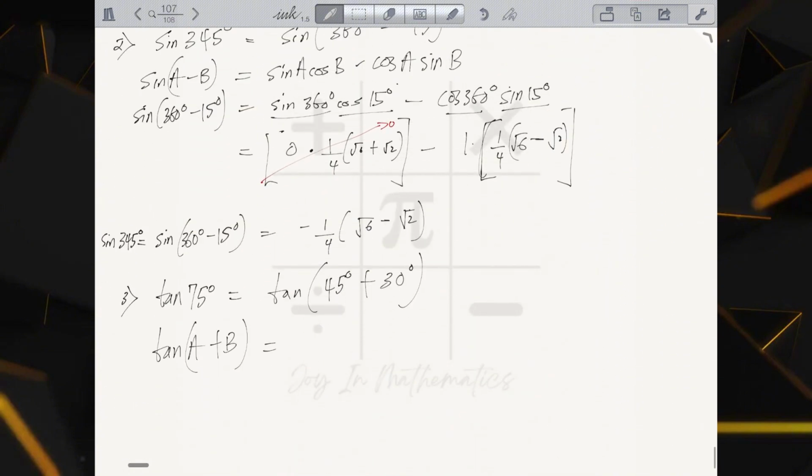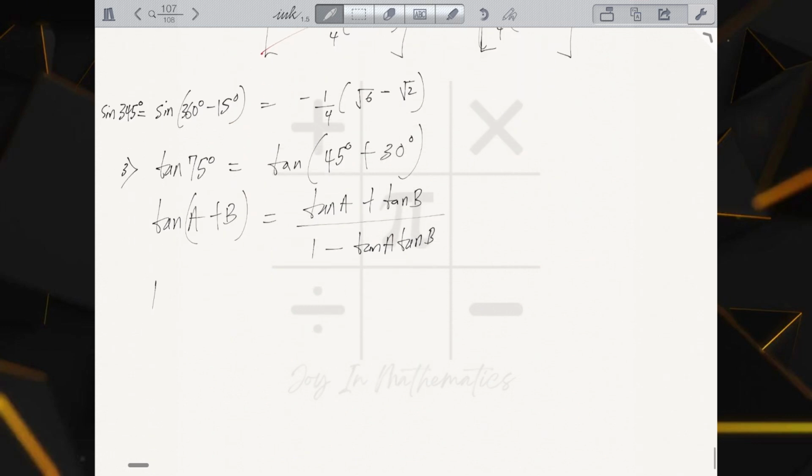So we have tan A plus B to be equals to tan A plus tan B divided by 1 minus tan A, okay, tan B, where A is 45 degrees and B is 30 degrees. So in essence, we are saying tan 45 degrees plus 30 degrees is equals to tan 45 degrees plus tan 30 degrees divided by 1 minus tan 45 degrees multiplied by tan 30 degrees.